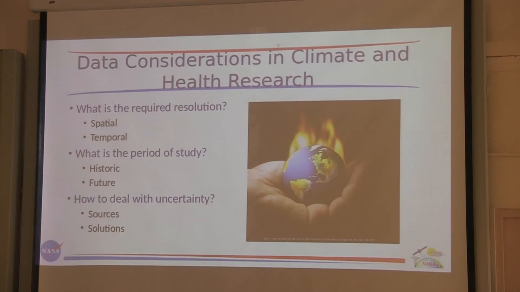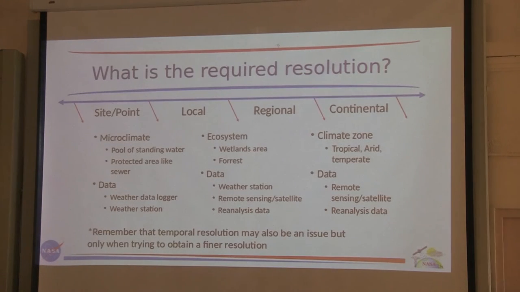So a couple of things to consider when you do climate health related research. The resolution is important, so it depends on what kind of research you're going to do. If you're going to do something for a specific point, you want to know what's happening right here, you might use a data logger or a weather station. If you're talking about the city, you might use a weather station or some kind of remote sensing data or reanalysis data. And if you're looking at an even bigger scale, generally, weather stations aren't going to do it. You're going to need some kind of reanalysis or remote sensing data set. So depending on what spatial scale you're at, it's going to determine what kind of data you're going to use.